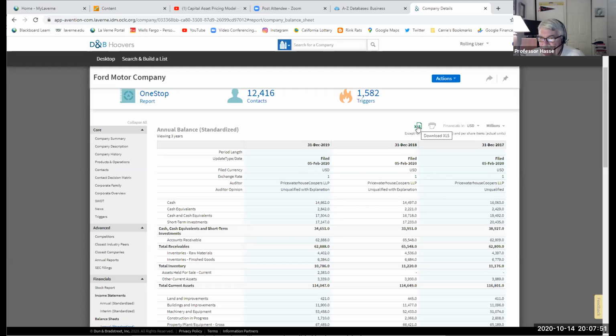This is where you get this information. Nice and neat and clean. And the good thing about it is you're a student. Nobody else has access to this information.